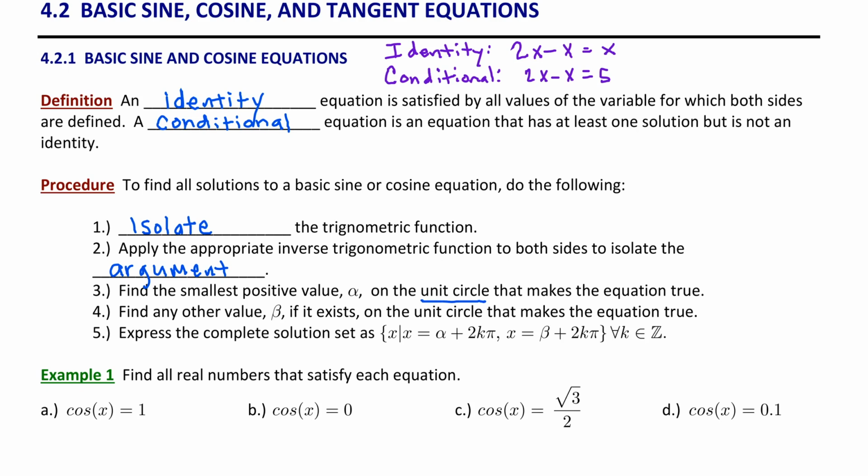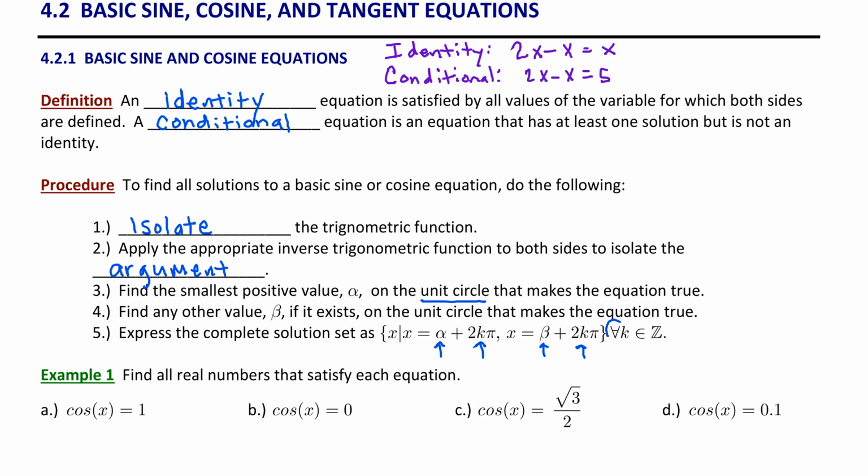Then number 5, express the complete solution set as the set of all x such that x equals alpha plus 2k pi, or beta plus 2k pi. Alpha is the first smallest positive solution that we find on the unit circle. If we add 2k pi to alpha, we're looking at all angles that are coterminal with alpha, which would also balance the equation. Recall that beta was the second solution that we found on the unit circle, which may or may not exist for all equations. If we add 2k pi to beta, we're finding all angles coterminal with beta, which would also balance the equation. And then we always specify that k is an element of the integers.